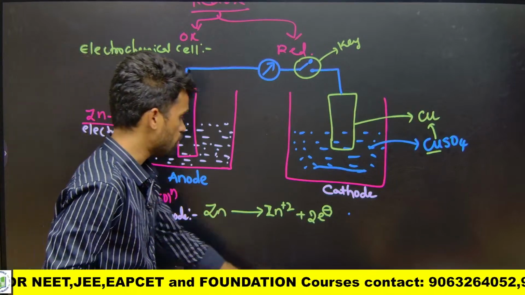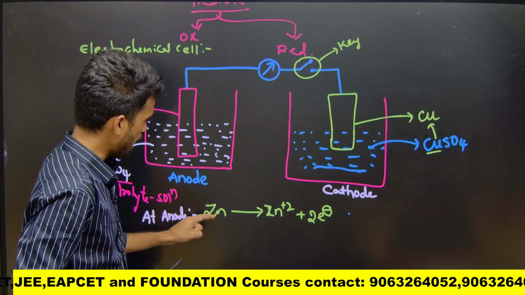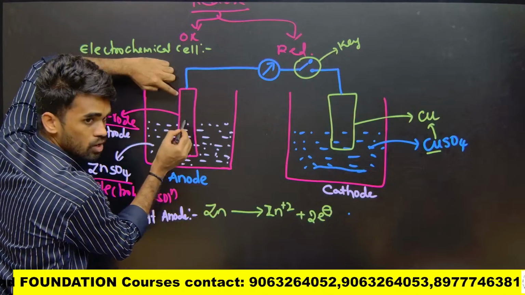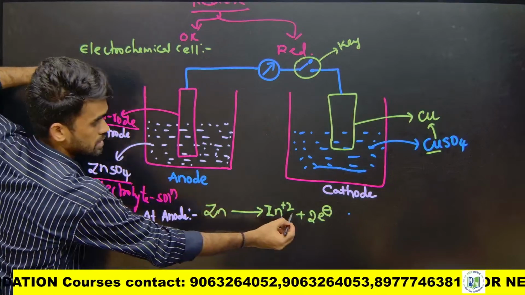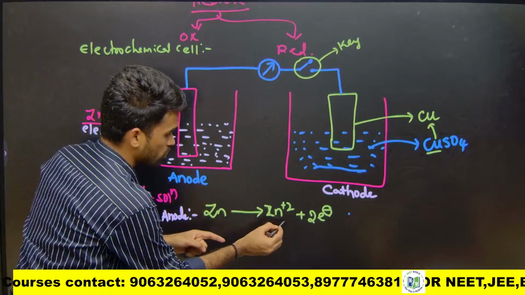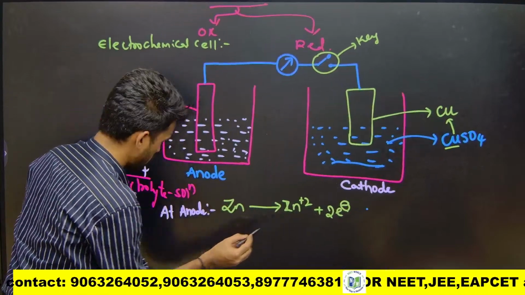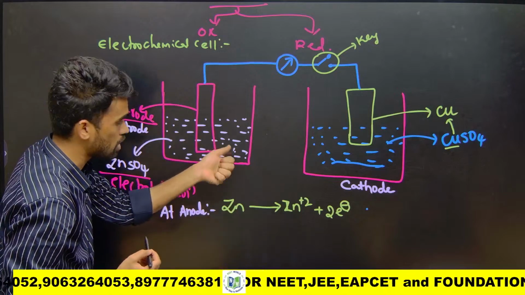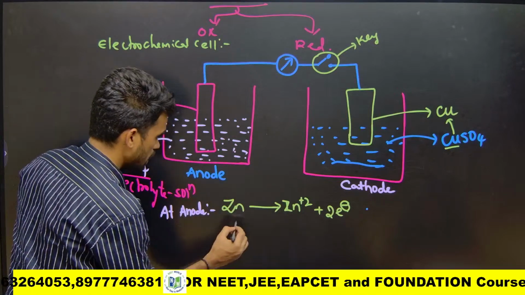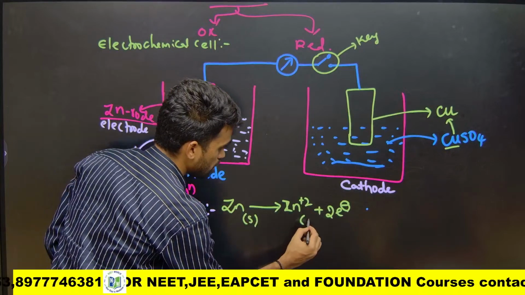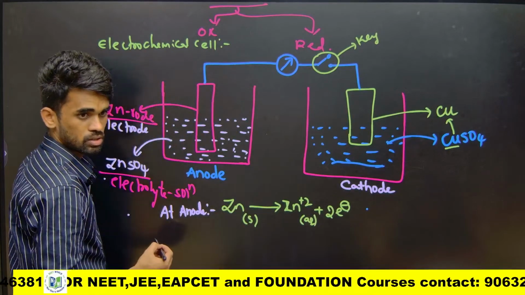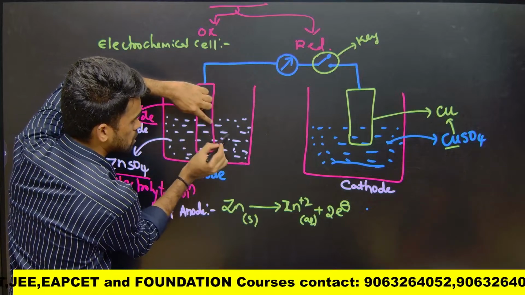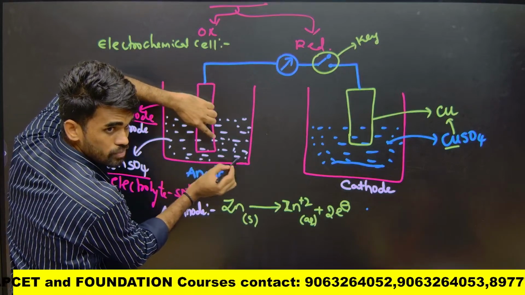So now see, at the anode oxidation takes place. It means this zinc rod that we have is becoming Zn2+. Whenever it becomes Zn2+, it is not a metal anymore, it becomes an ion. Now it will be dissolved in this solution. Here it is in the solid form, and here it will be in the aqueous state as an ion. So this zinc rod slowly dissolves into the solution.